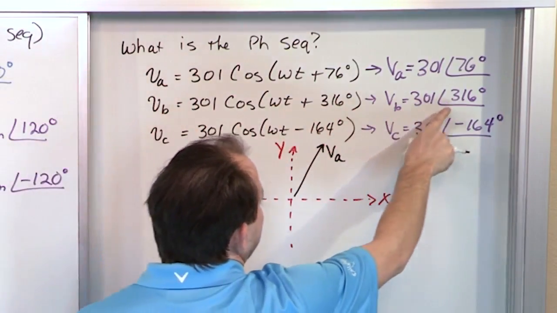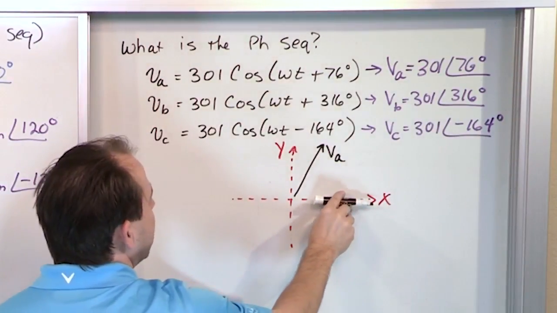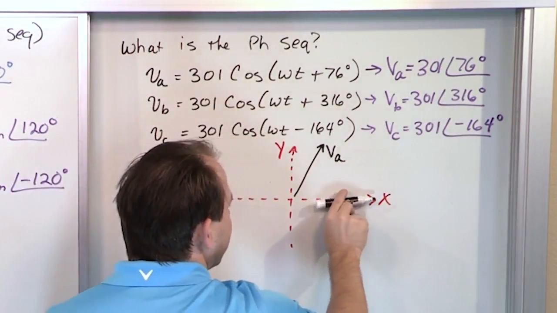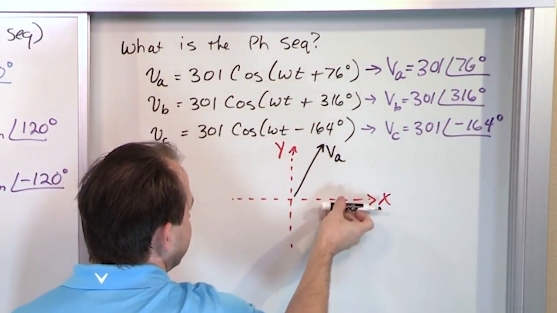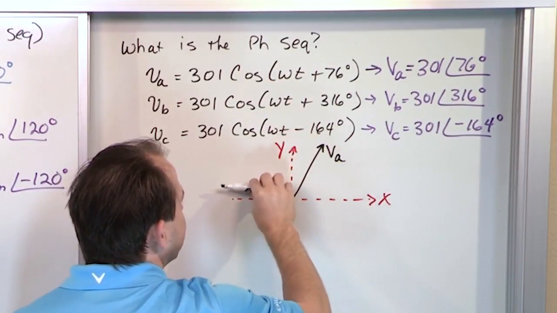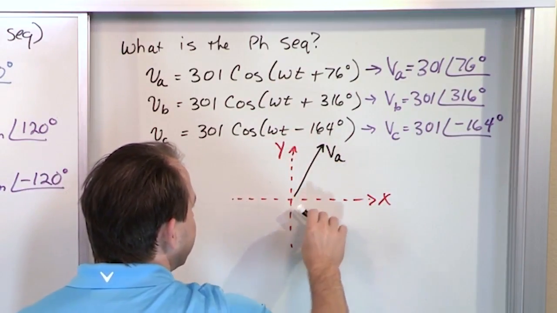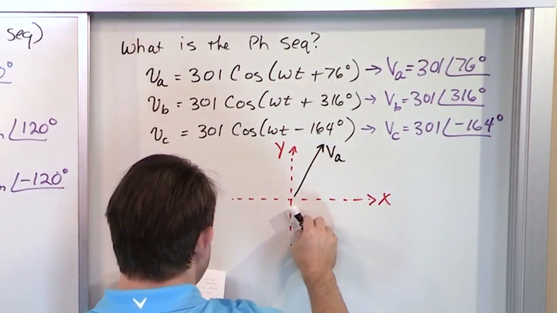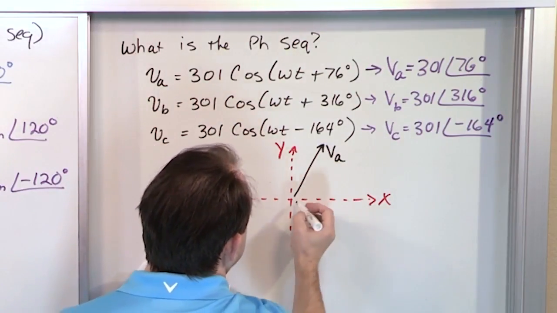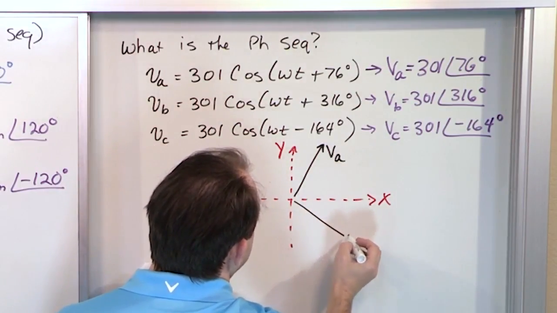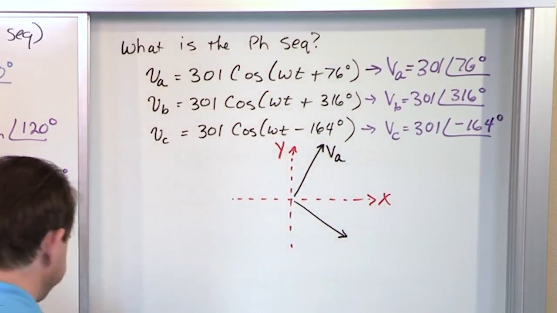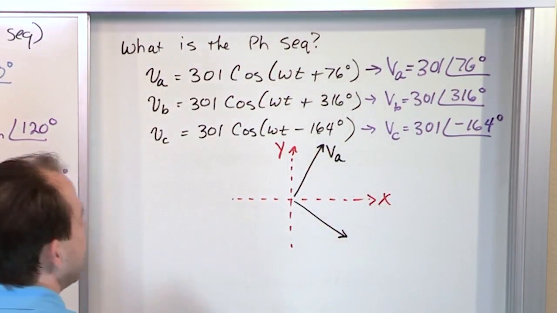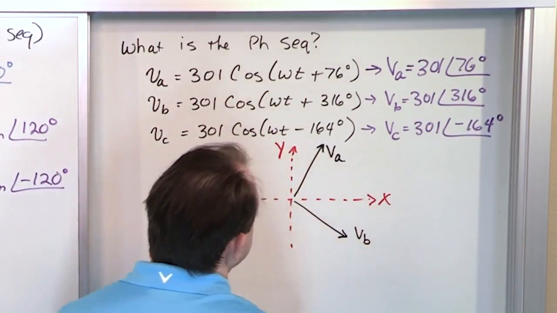Phasor B is an angle of positive 316. So again, when you're measuring angles, you're always measuring relative to the x-axis. So that's 76 degrees. This one is what? This is 270 down here. That's 360. That's too far. So it's somewhere kind of over here. You could get your protractor out and figure that out, but it's roughly right around there. Okay, and that's going to be V sub B.